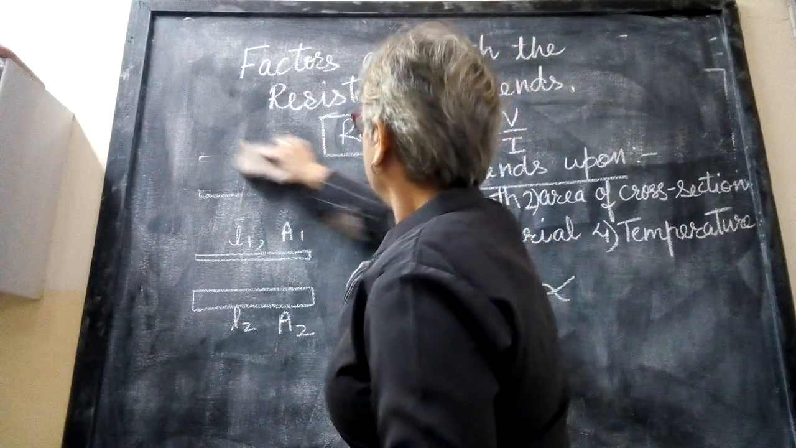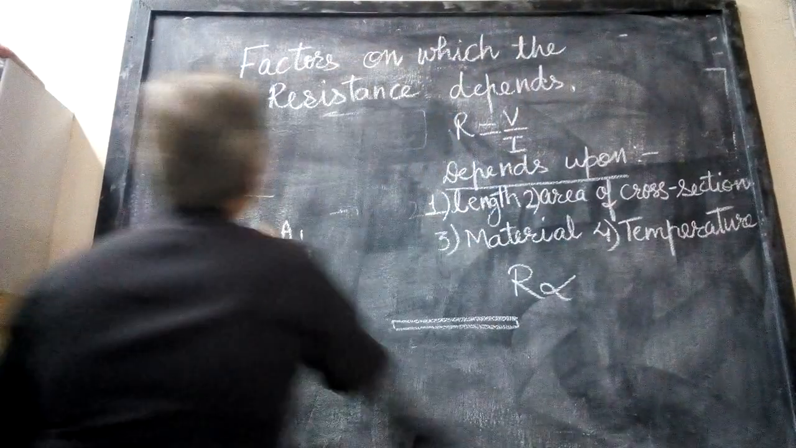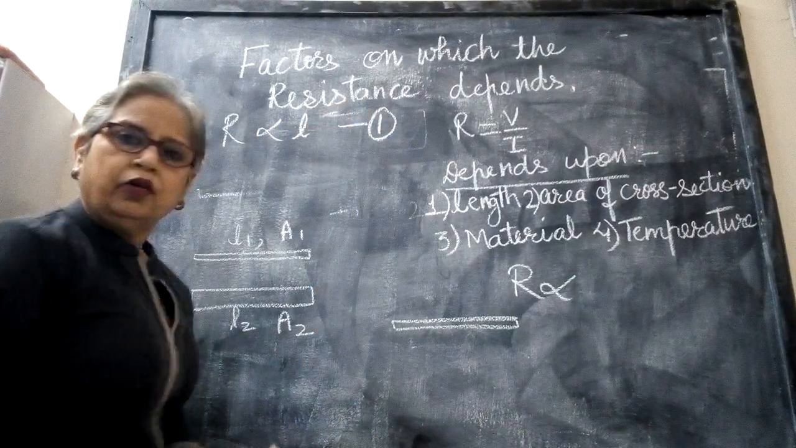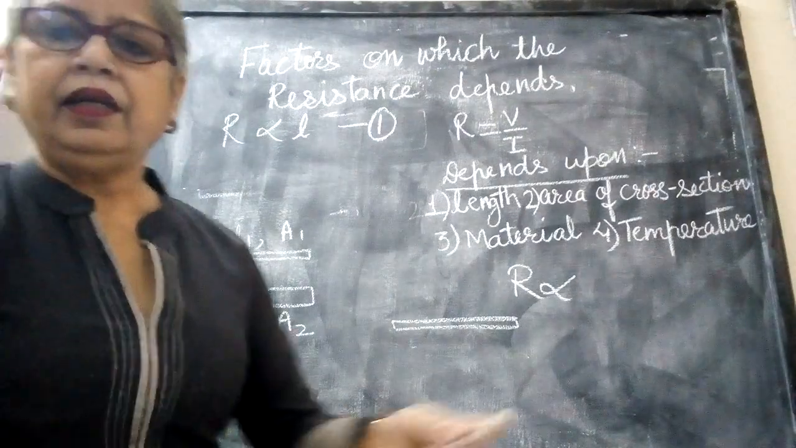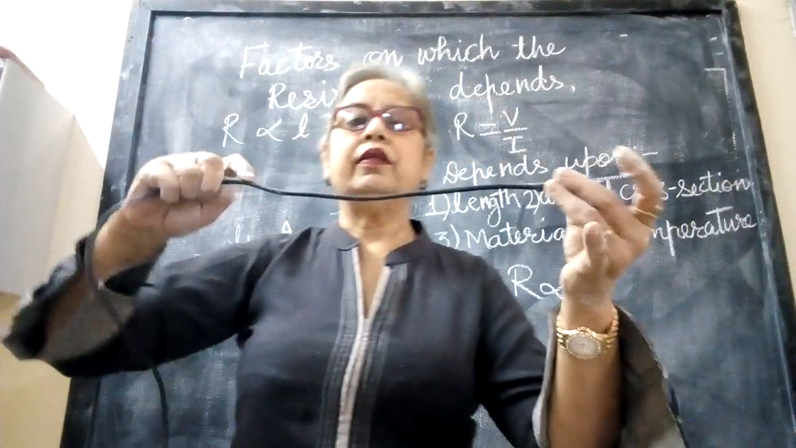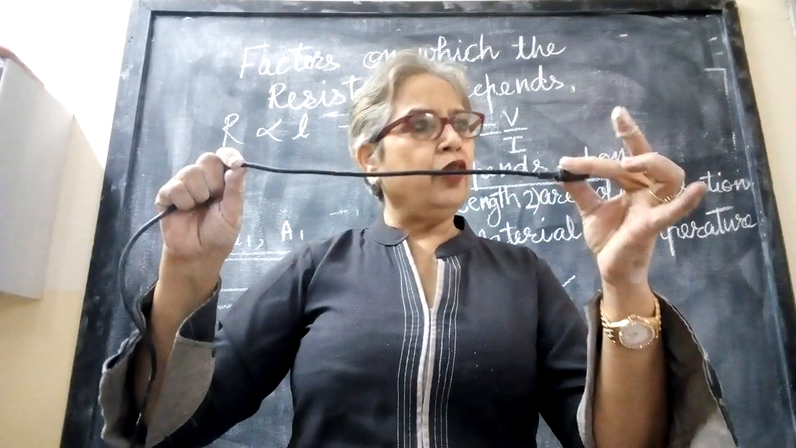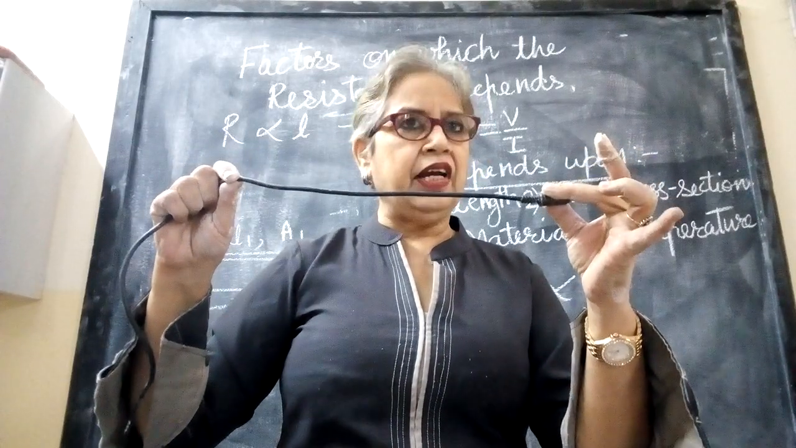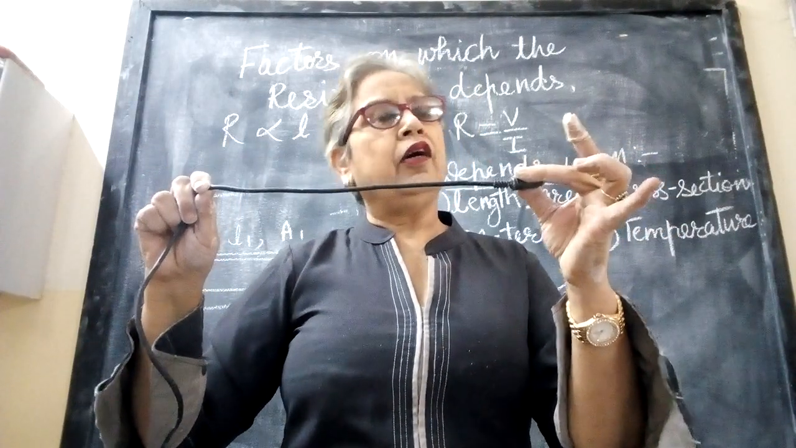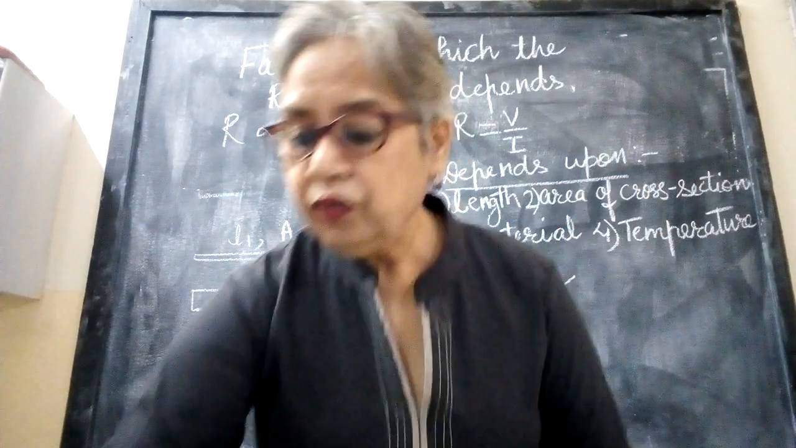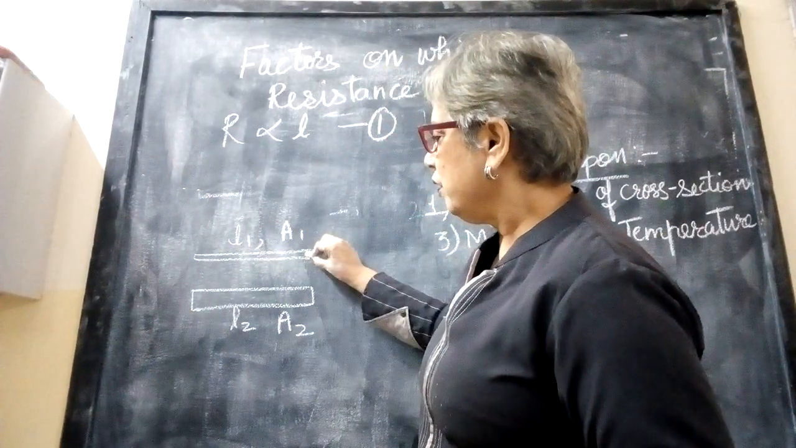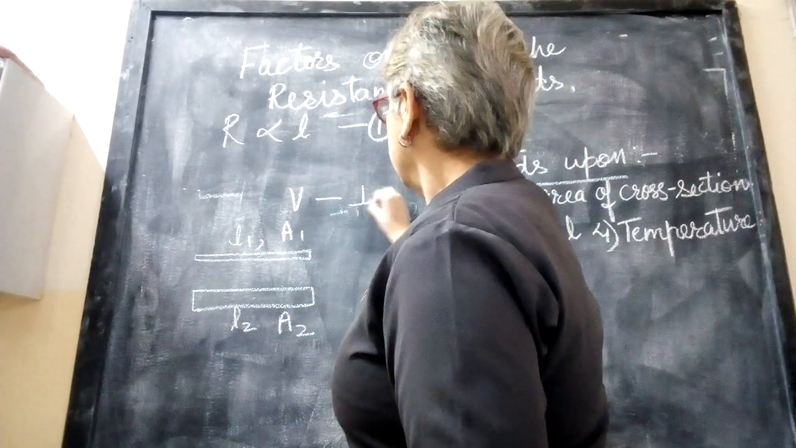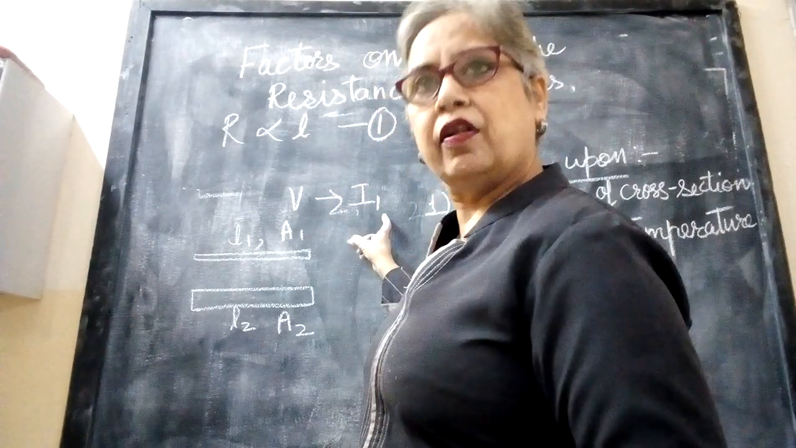So let us say that R is proportional to L, equation 1. Okay. Now students, what I did is I took the wire L1 with area of cross section also A1. Voltage battery is not changed, right? And I take the reading of the current. Fine. Now let us say this. Length is L1, area is A1, voltage is V. Okay. And let us say the current is I1 for this voltage.